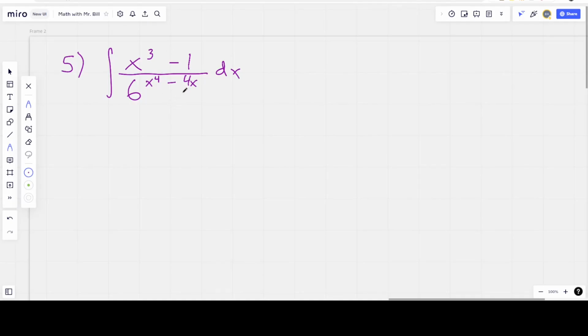First thing I notice for this integral is that the top expression, x cubed minus 1, is one degree less than the exponent in the denominator, x to the fourth minus 4x. So that's a good place to do u-substitution, which you should definitely try in something like this. And so I'm going to let u equal x to the fourth minus 4x.